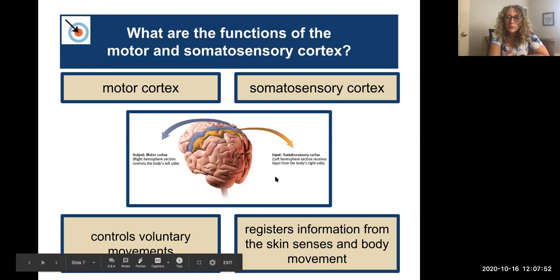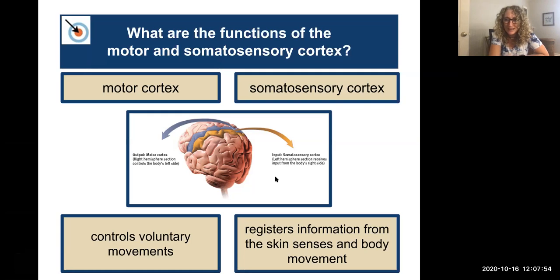Somatosensory cortex. That is specific to incoming body sensations. So as I said, if we were to stimulate certain parts of the sensory cortex, you would feel different sensations in different regions of your body, skin sensation and body movement.